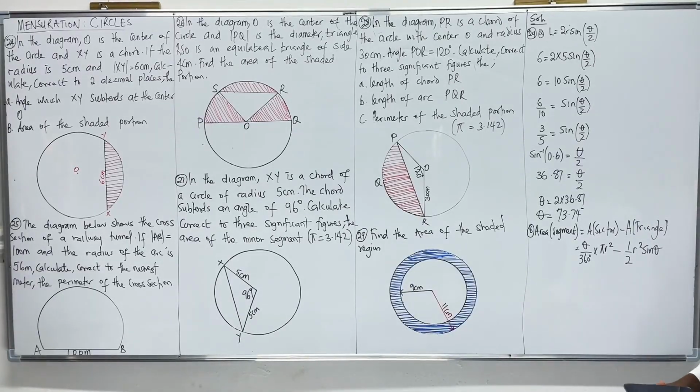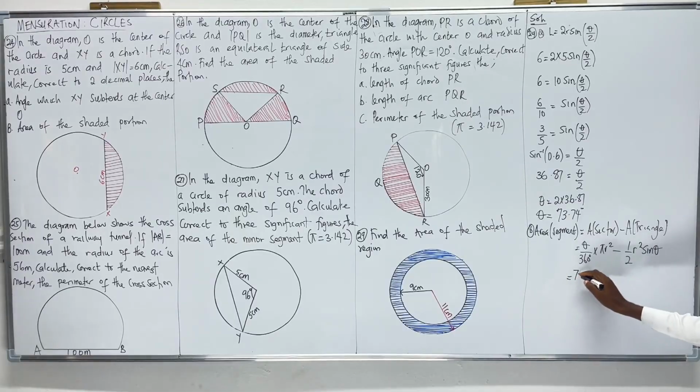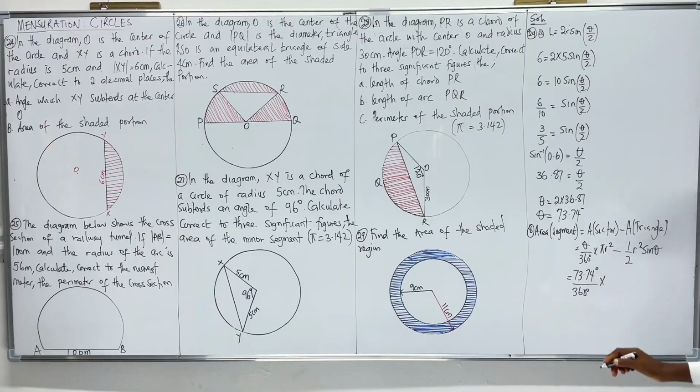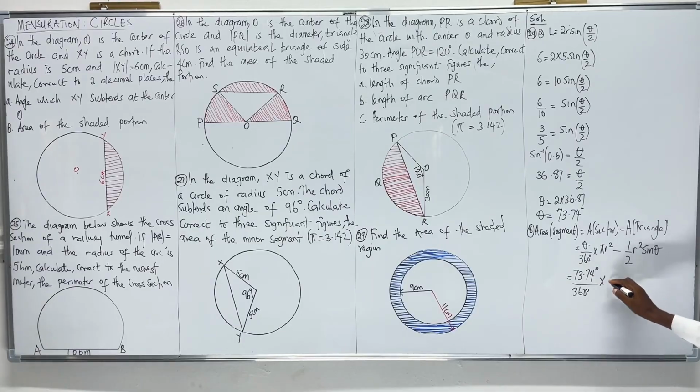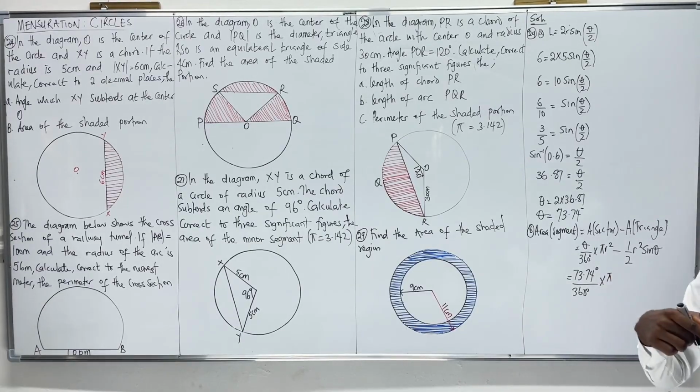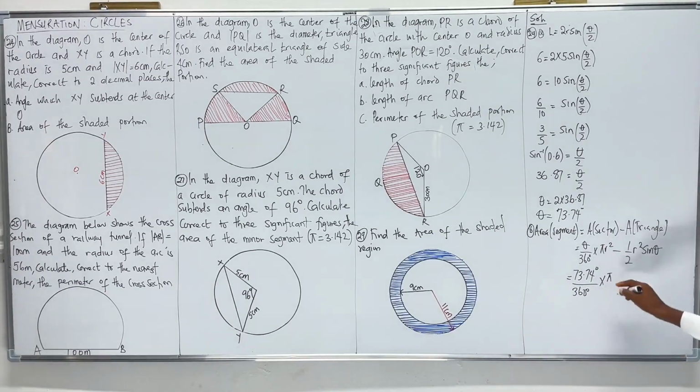Okay. So now let's plug in everything. We already know what the angle is. The angle subtended by that very chord is 73.74 degrees divided by 360 degrees times pi. They didn't tell us what to use pi as, so I'm going to put pi like that. In your calculator, there's a part where you can put the value of pi. Then times the radius, which is 5. So this will be 5 squared minus 1 over 2 times 5 squared sine 73.74.